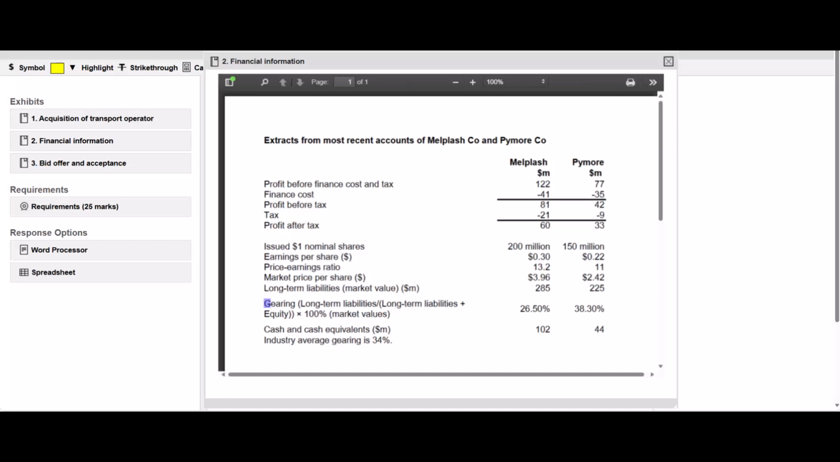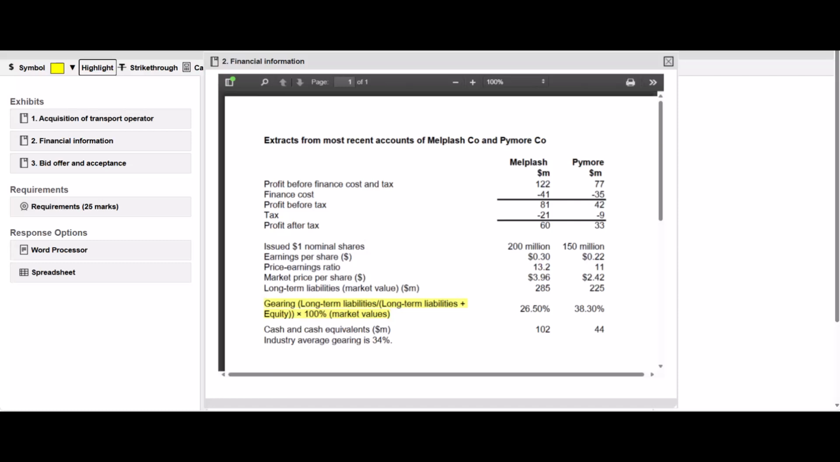When we're calculating gearing, by the way, have a look in there. It tells us how they've done it there. So we will just replicate that way. Do you remember there are 2 ways of doing gearing? You can either do debt over equity or debt over debt plus equity. Well, this one is the second one. It's long-term liabilities. So debt over long-term liabilities plus equity. And it's by market values.